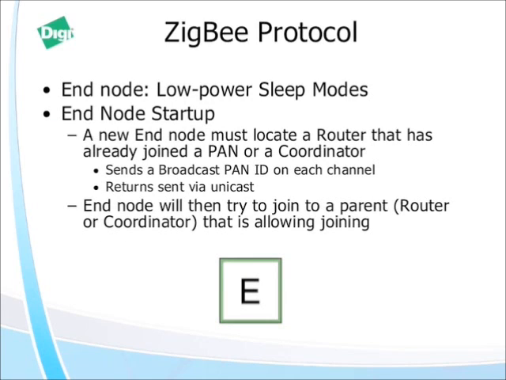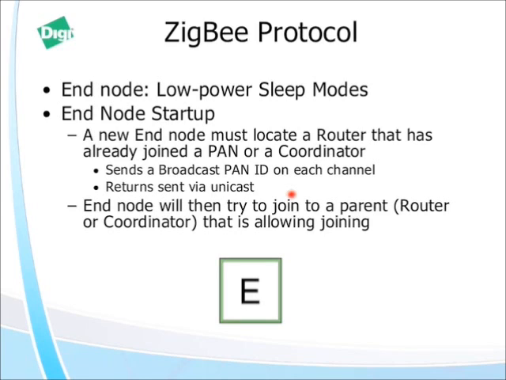There are these end node devices. The end node devices are significant from routers or coordinators in that they are the only low power or sleeping devices that are on a ZigBee network. They're the only things that are actually allowed to fully go to sleep. A coordinator or routers have to be fully powered at all times. So an end node must locate a router or a coordinator in order to be able to join the network.